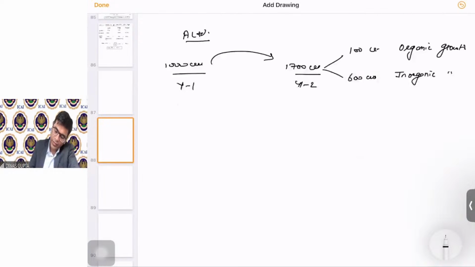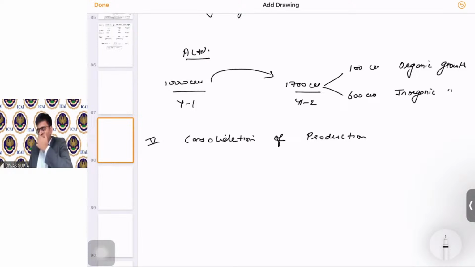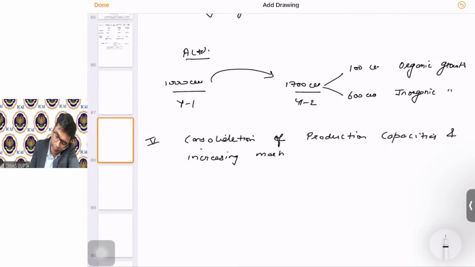Then I think that was the fourth part. Yeah, let's come to the fifth part. Consolidation of, sorry, production capacities and increasing market power.